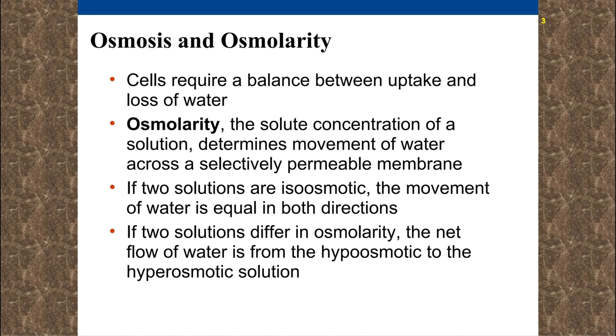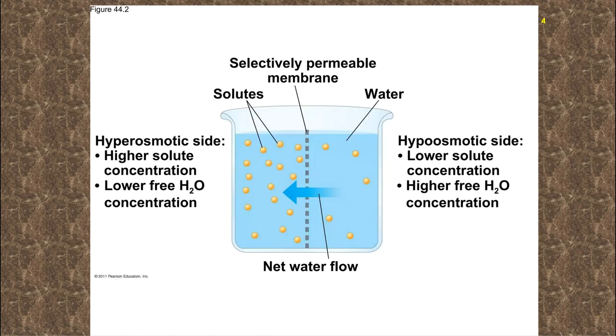If two solutions differ in osmolarity, the net flow of water is from the hypoosmotic side, meaning lesser osmotic, to the more osmotic side. This is one of the examples here. There is a net water flow in this direction, and there are solutes, and this is the water, which is depicted in blue color. So this is the hyperosmotic side, and this is the hypoosmotic side.